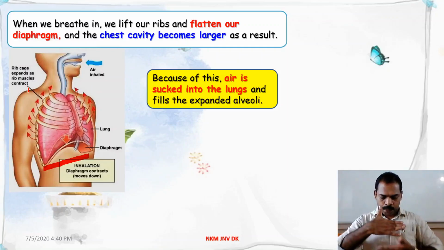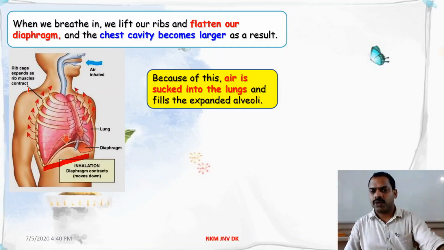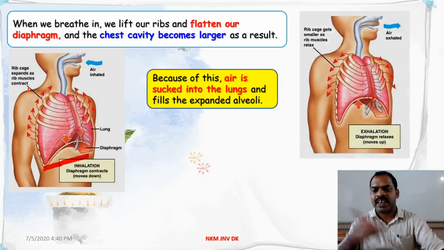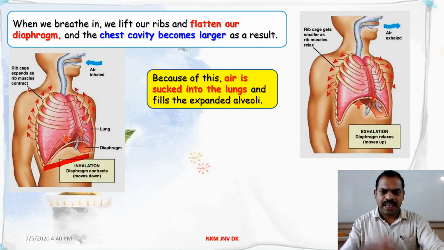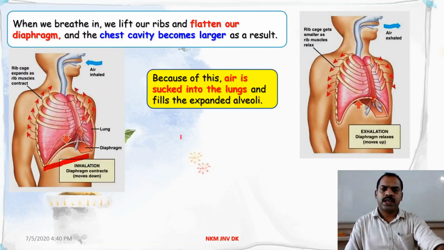The diaphragm is coming up. So volume is less, pressure is more, and air goes out. That is called exhalation. So this is inhalation and exhalation. Got it? So you can write the mechanism, the steps of inhalation and the steps of exhalation.